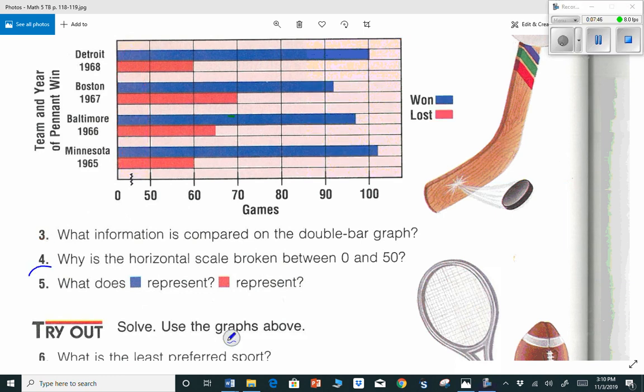Then number 5 asks you to tell what does blue represent, what does red represent. I think that's pretty clear. Blue represents wins and red represents losses.